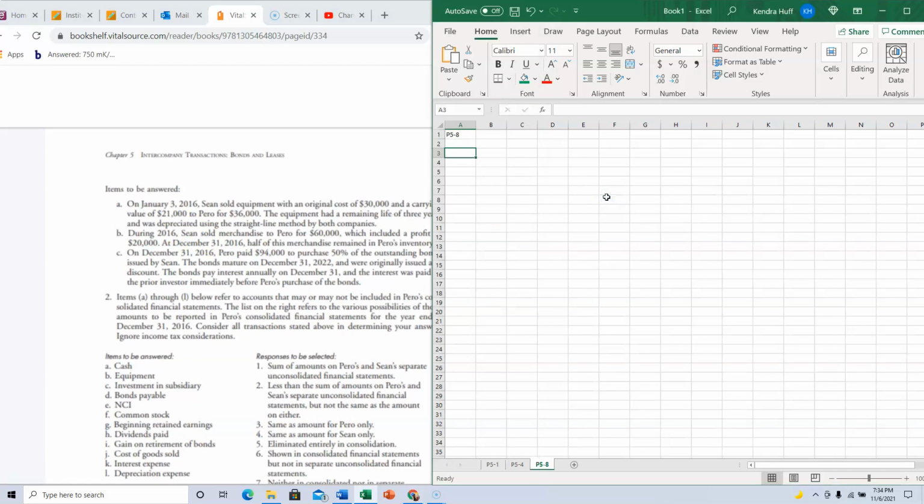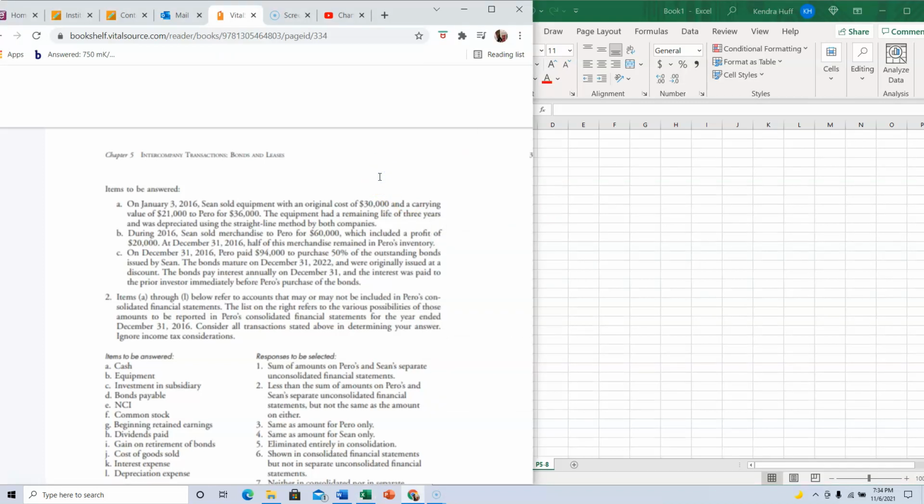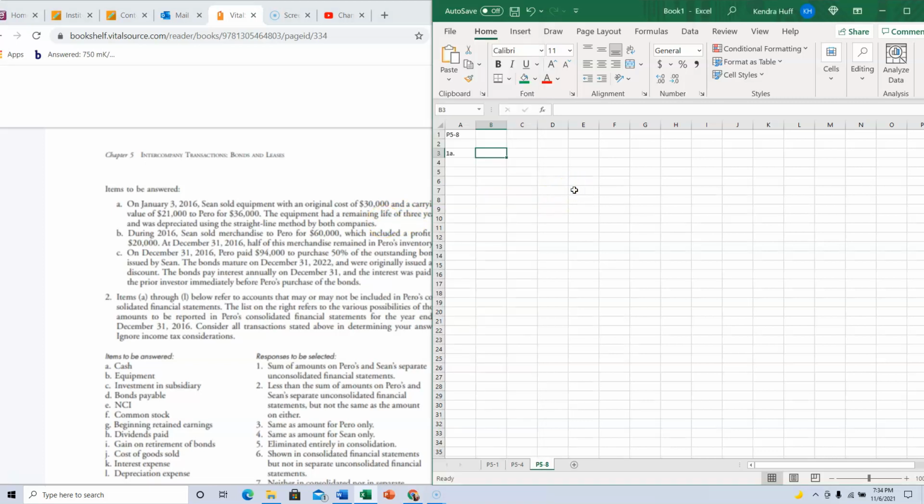All right, so we need to do 1A. On January 3rd, 2016, Sean sold equipment with an original cost of $30,000 and a carrying value of $21,000 to Petto for $36,000. The equipment had a remaining life of 3 years and was depreciated using the straight line method. Okay, so currently on Sean's books, there is a gain of $15,000. And that gain is, the sale price was $36,000. The book value was $21,000. So that's where the gain came from.